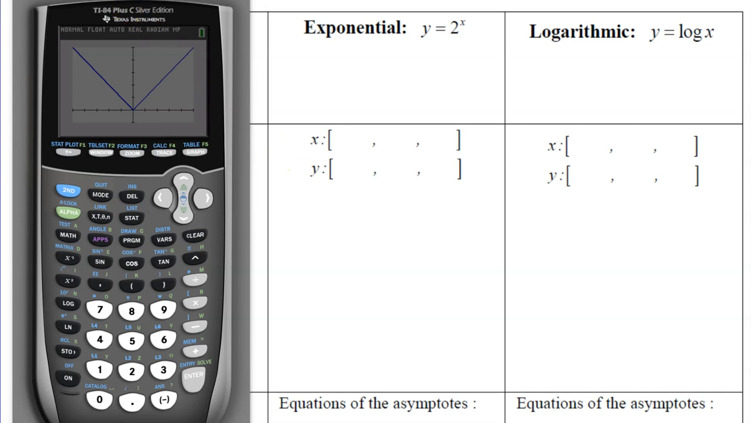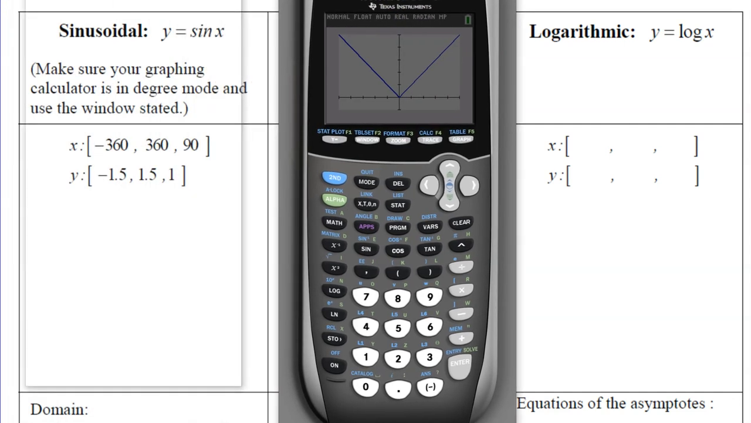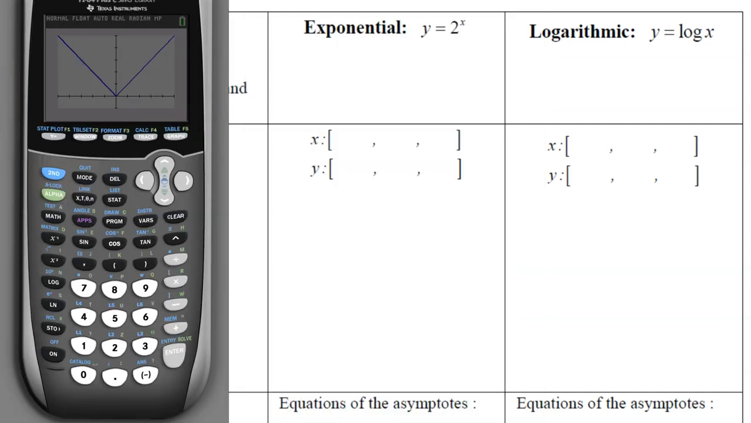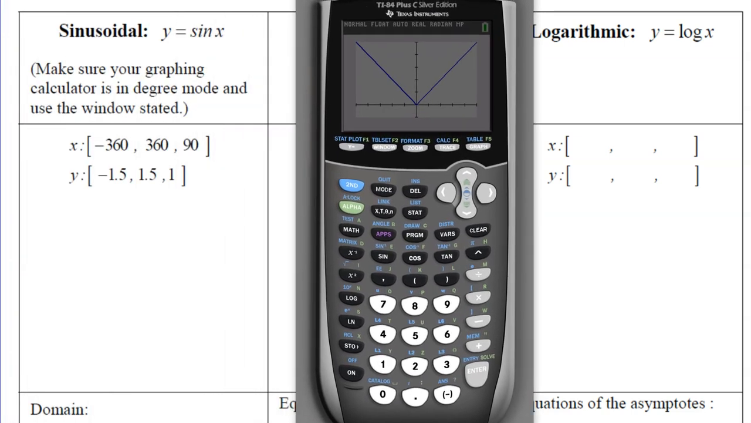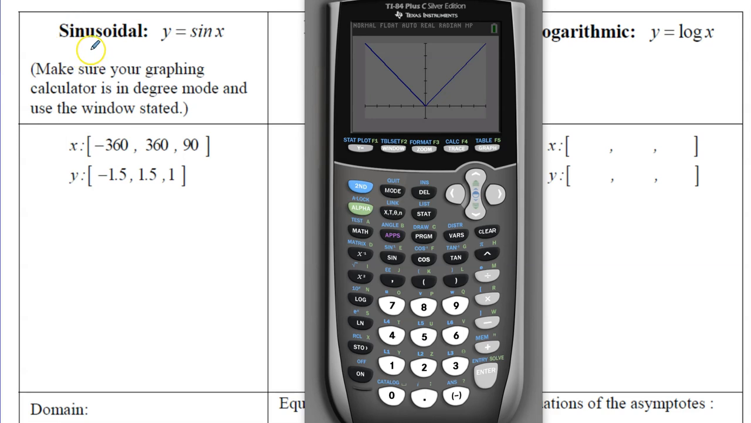Okay, 3 more. Sinusoidal. That's half the course. Well, not just sinusoidal. Trig. The trig unit is a good chunk of the course.